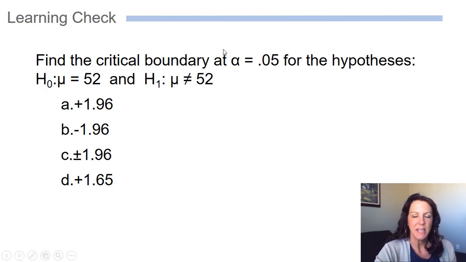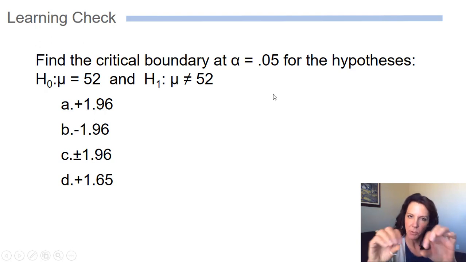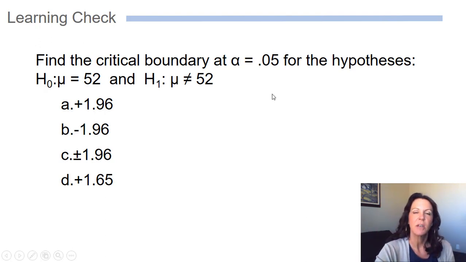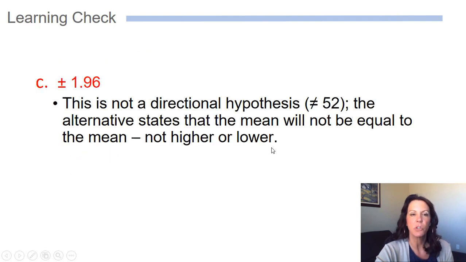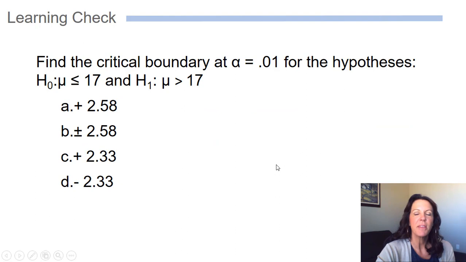So in this case, I have alpha at 0.05, but it's a two-tailed test, so I have to split up that alpha into two tails, 0.025 in one tail, 0.025 in the other tail. If you look at your z table, 0.025 in the tail is equal to plus or minus 1.96. It's not a directional hypothesis, so we have to have the plus or minus. All right, one more. Find the critical boundary at alpha 0.01 for the hypotheses.